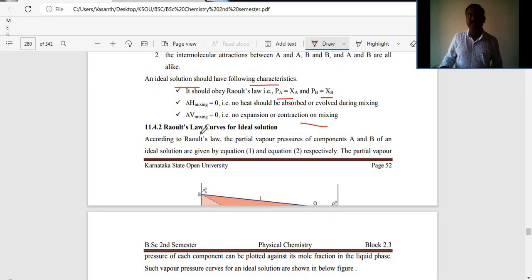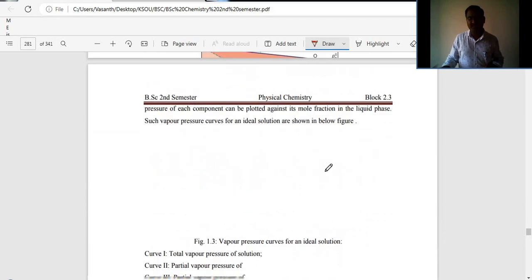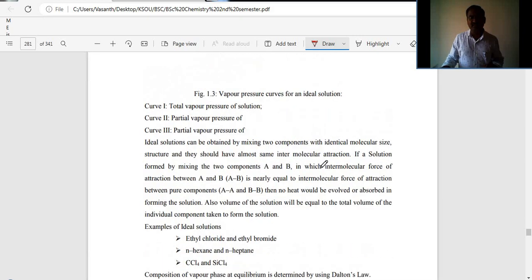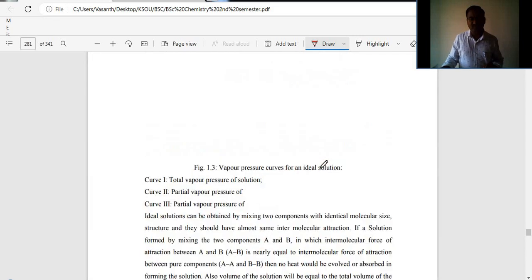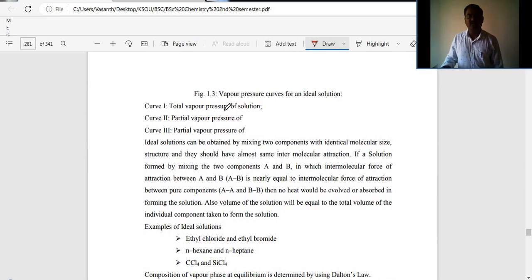Next we discuss Raoult's law curves for ideal solutions. According to Raoult's law, the partial vapor pressures of components A and B in ideal solutions are given in equations 1 and 2 respectively. Let us look at the figure. Curve 1 is the total vapor pressure of the solution. Curve 2 is the partial vapor pressure of one component, and curve 3 is the partial vapor pressure of the other component.